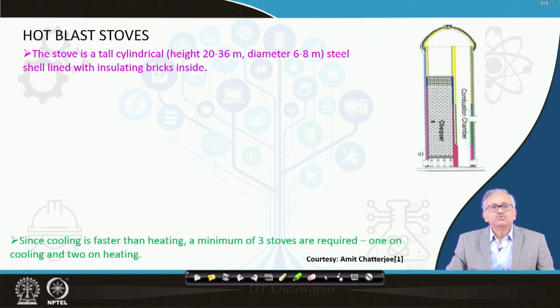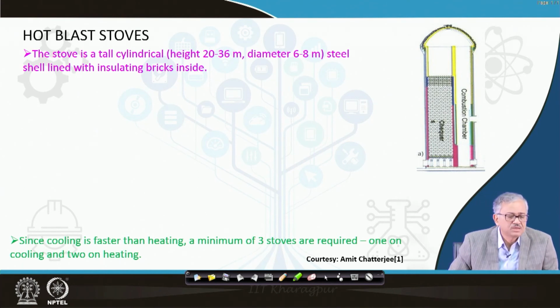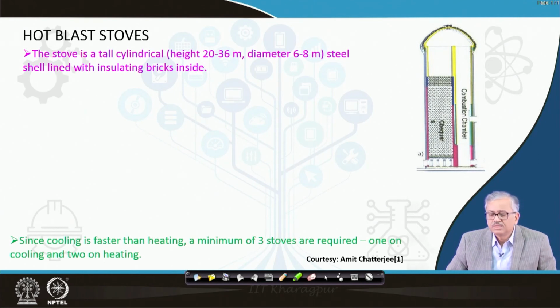Now the stove is a tall cylindrical structure, very simple. It has a height of around 20 to 36 meters and a diameter of 6 to 8 meters, and it is a steel shell lined with insulating bricks. Obviously it is a furnace, so insulating brick has to be there. You can find it has two chambers, one the combustion chamber, another the checker brickworks.